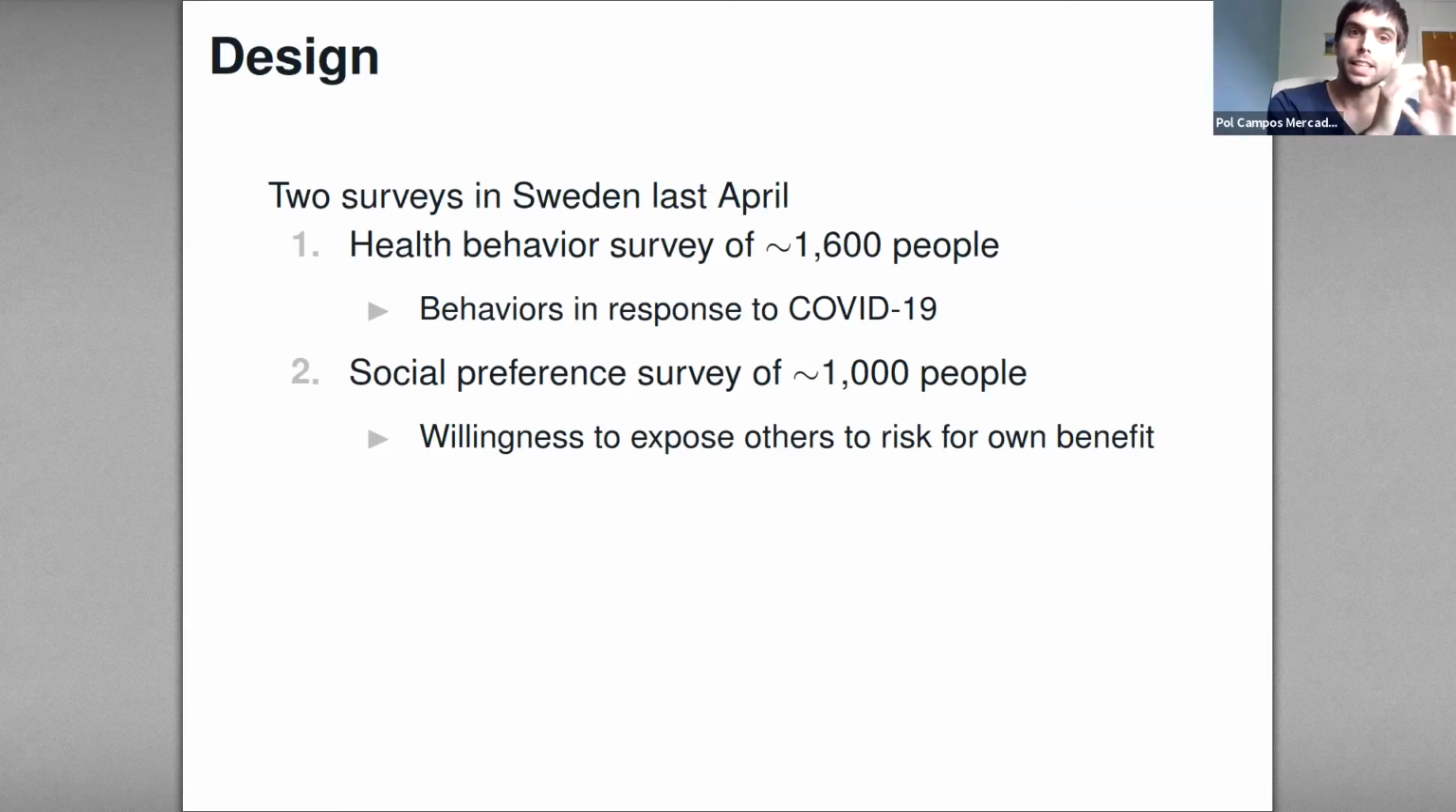What we did then, 2 weeks later, is we measured from 1,000 of the same people who answered this survey their social preferences. And we measured their social preferences using experimental methods. More concretely, we measured their willingness to expose others to risk for their own benefit with a kind of dictator game. We're going to talk more about it. And very importantly, the subjects didn't know that we were the same people. So they just answered one survey on health behavior, and then they just received another one 2 weeks later on social preferences.